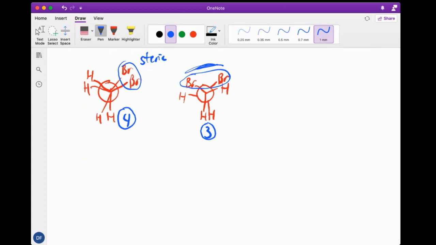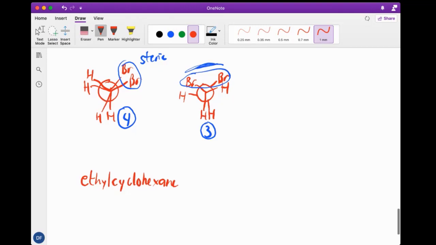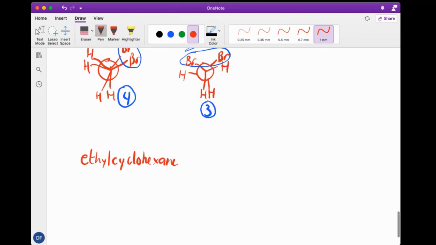Alright, so moving on to number 4. We got ethyl cyclohexane. So we have an ethyl group on a cyclohexane. I'll draw my chair. If it's an ethyl group, we want substituents to be on the equatorial position. So over here, we would put it going downwards, versus if it was over here, this is axial. So this would be the correct one right here.